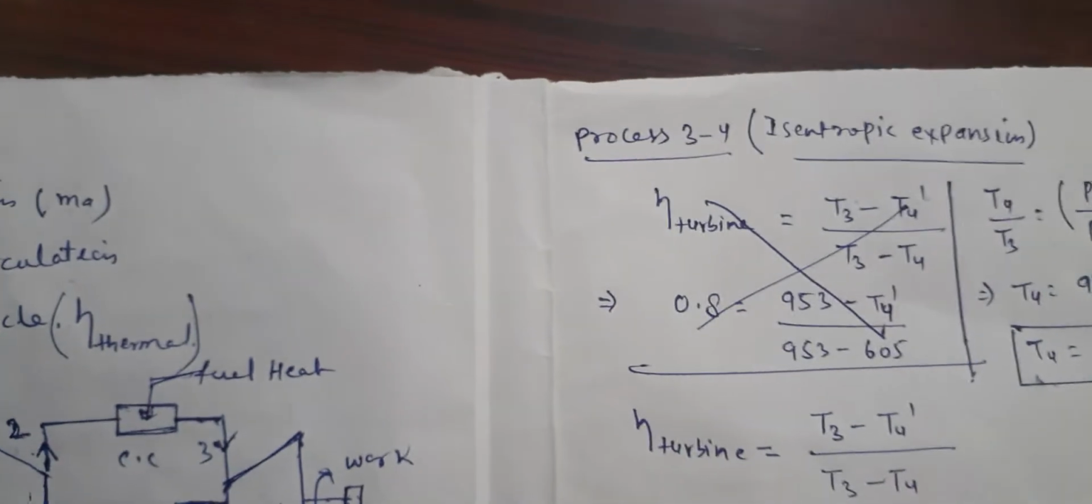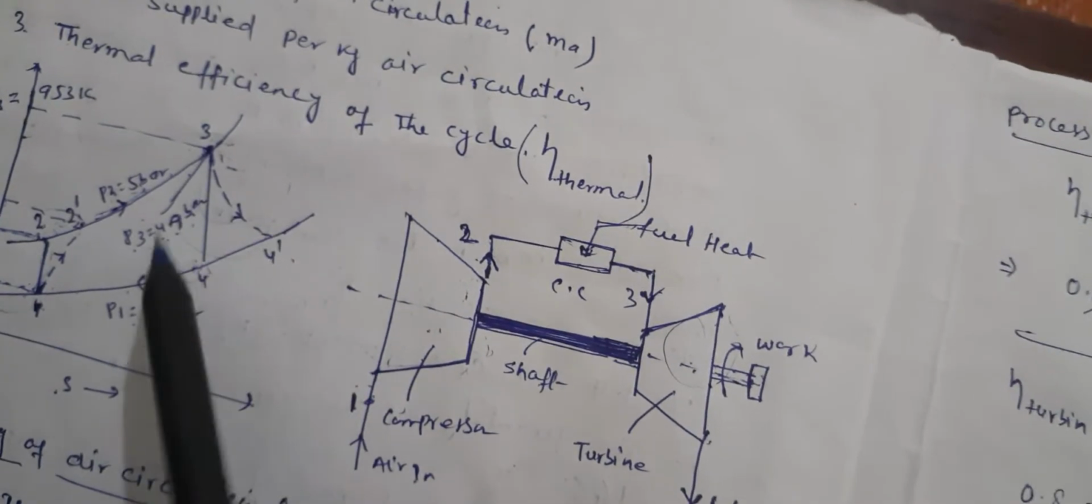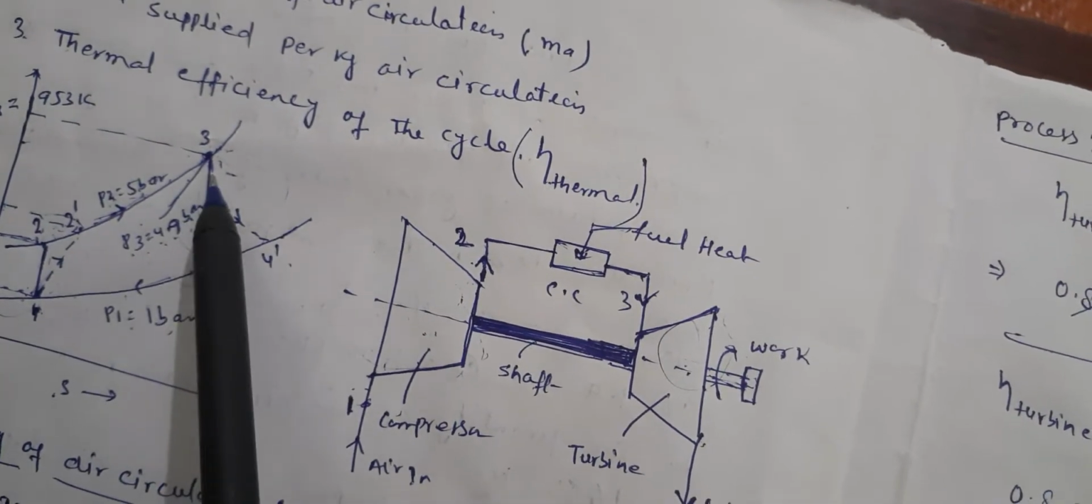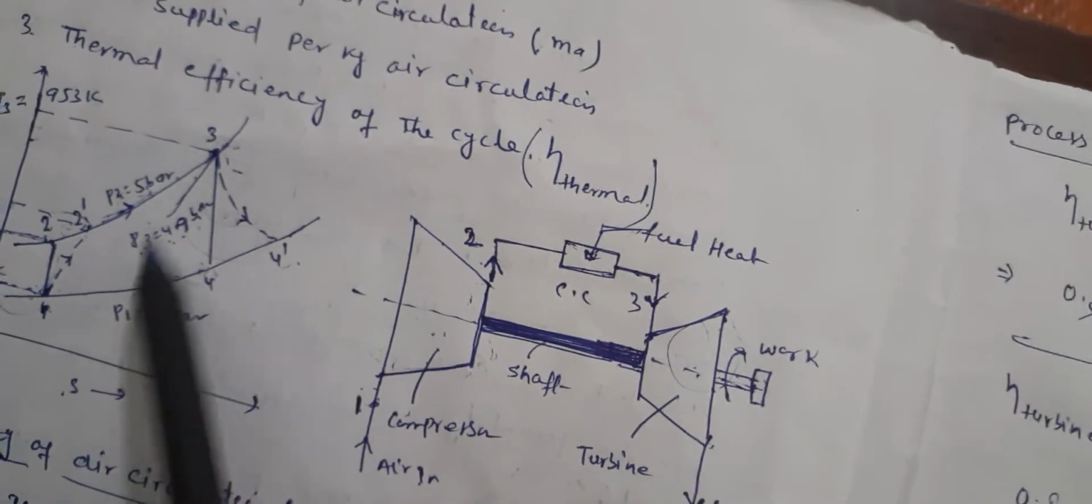Next, process 3-4, here is 3 and 4. This point to this point is an expansion, an isentropic expansion. In this isentropic expansion process 3-4, definitely T4 by T3 is equal to P4 divided by P3.